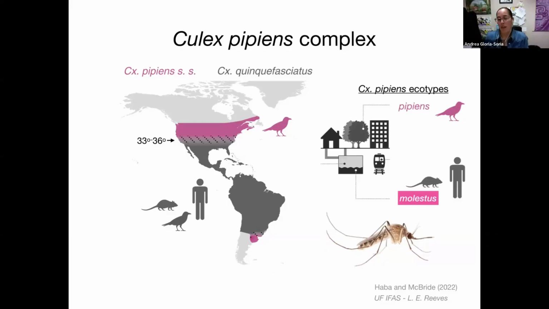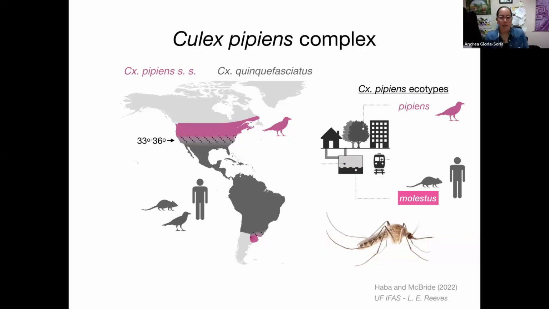Now, to make things even more exciting, within the species pipiens, we have a form called molestus, which inhabits below ground. So it's found in subways, it's found in underground structures, and these mosquitoes have evolved a preference for mammals. Unlike the pipiens above ground that prefers to feed on birds, these mosquitoes feed on mammals, can go through the first egg-laying cycle without acquiring a blood meal, and they do not undergo diapause.